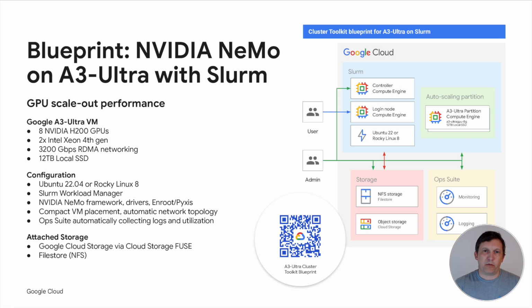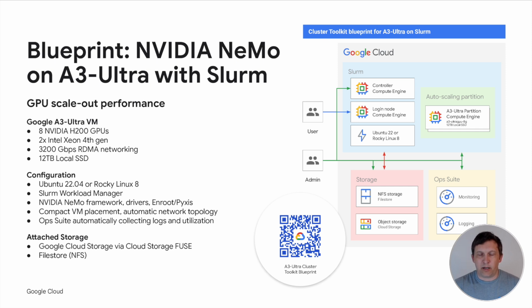This first blueprint showcases our recently announced A3 Ultra VMs, which have 8 NVIDIA H200 GPUs, 2 4th generation Intel Xeon CPUs, 3200 gigabits a second of RDMA networking, and 12 terabytes of local SSD storage. Here we base off of Ubuntu or Rocky Linux, and this example uses Slurm combined with the automatic installation and configuration of Pyxis and Enroot that allow you to easily run containerized workloads.